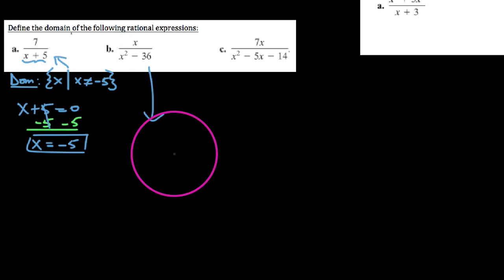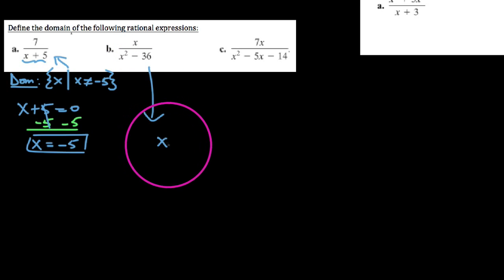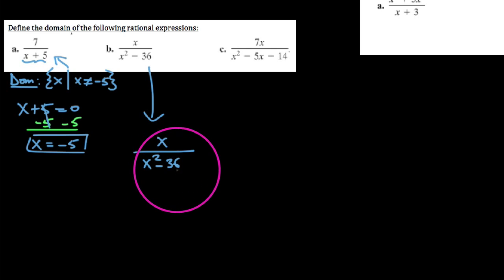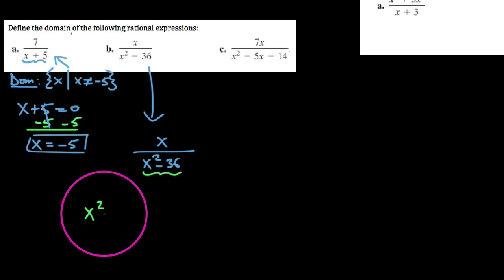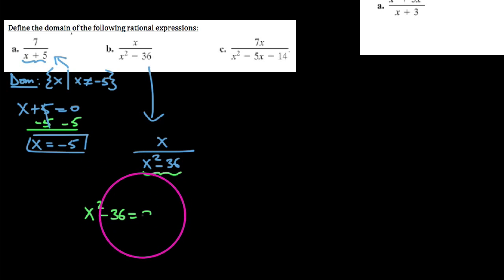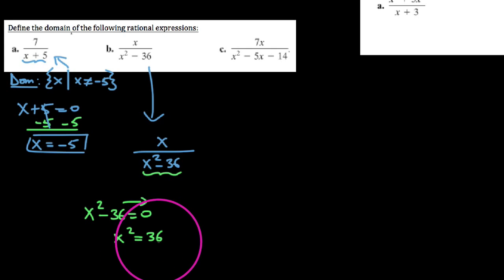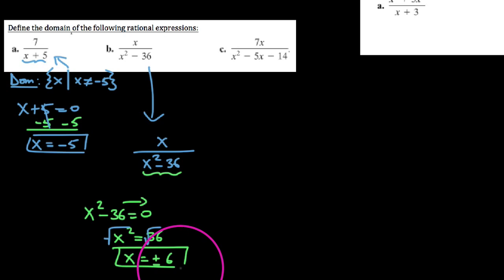Taking a look at letter B, I'm going to stretch this out here. We notice I've got x over a difference of squares, x squared minus 36. To find its restricted domain, remember we take the denominator and equate it to 0. There are two ways we can go about this. One way is to add the 36 to the other side, and we get x squared equals 36. When we take the square root of this, we actually get two values: plus 6 and minus 6. So there are two restricted values here.